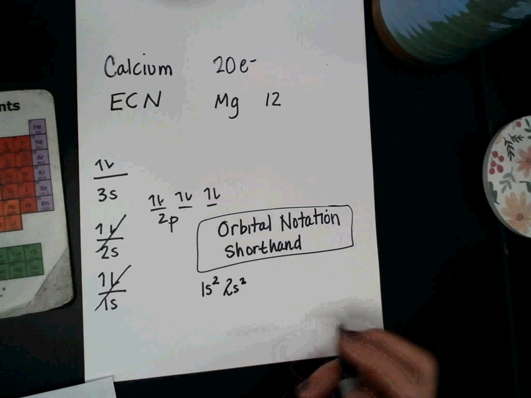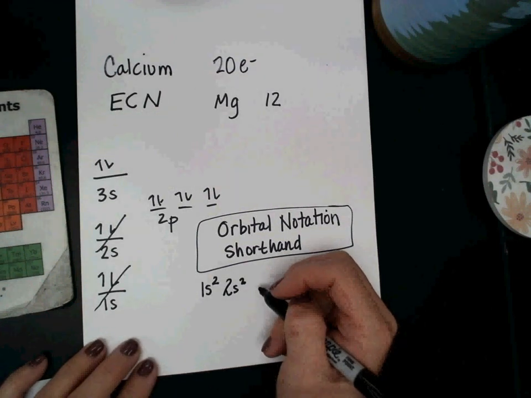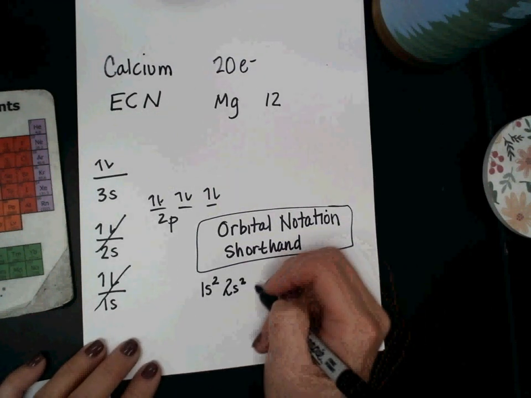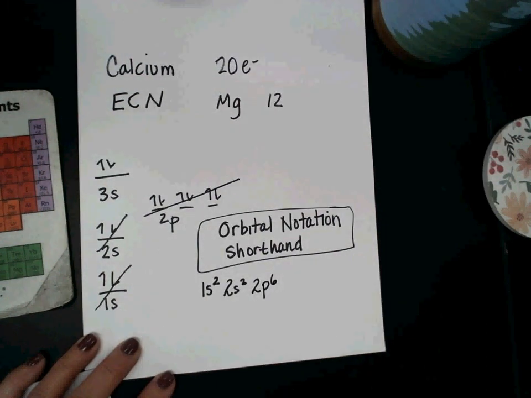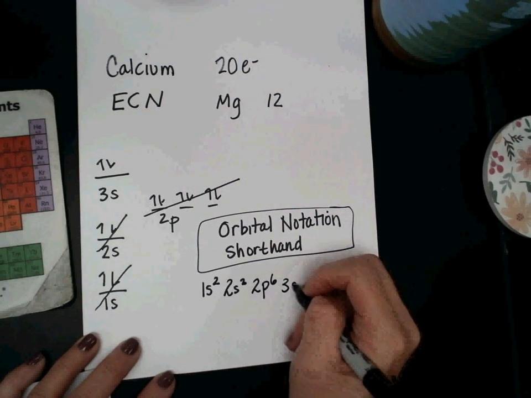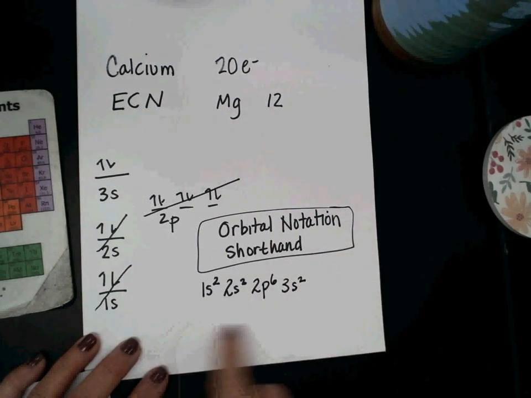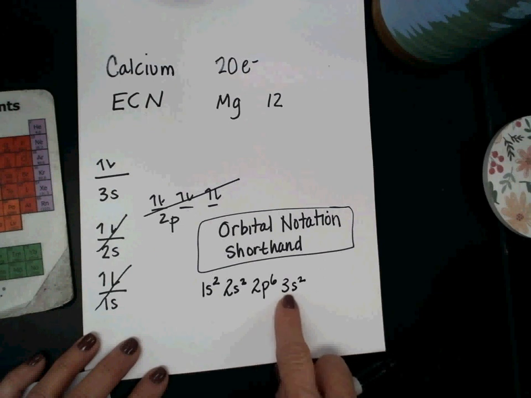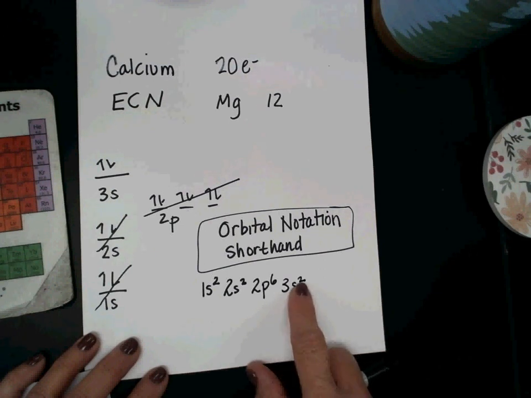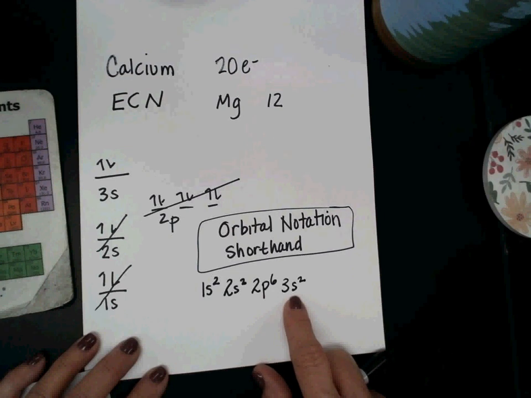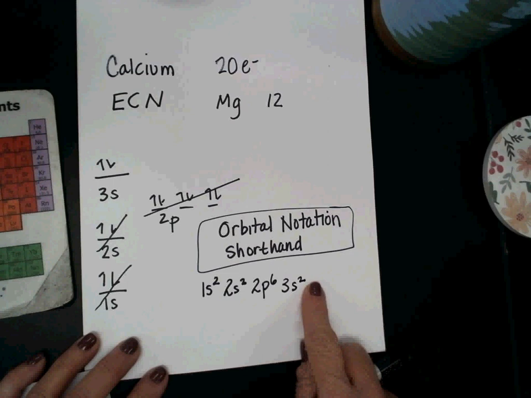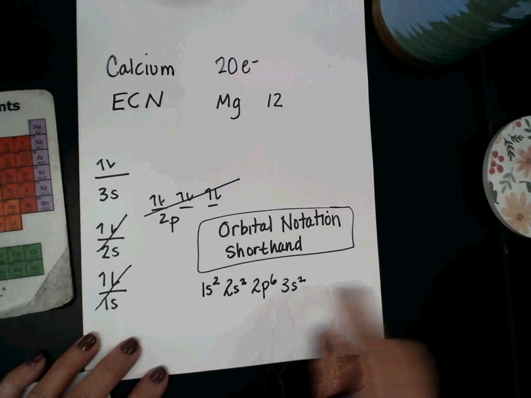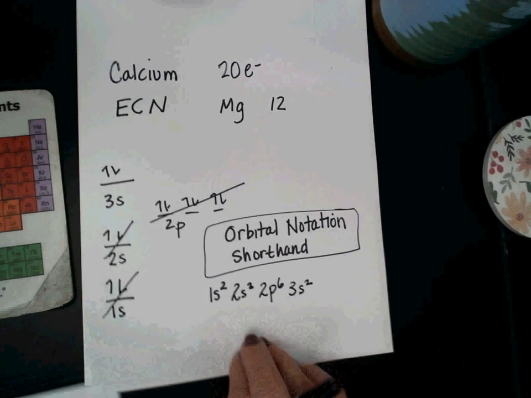What would I put next, Carly? What'd you say? Yeah, good. 2p6, used it. And then I put what I have left, 3s2. I can still answer all those questions about it. Highest energy level is 3rd. How many electrons are there? 2. What orbital is there? s. What's its atomic number? 12. I can figure out all that stuff just from that little thing.